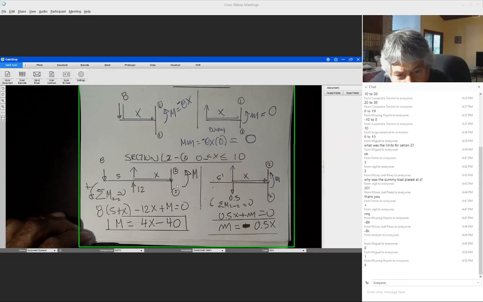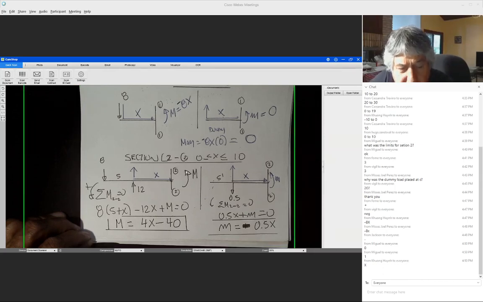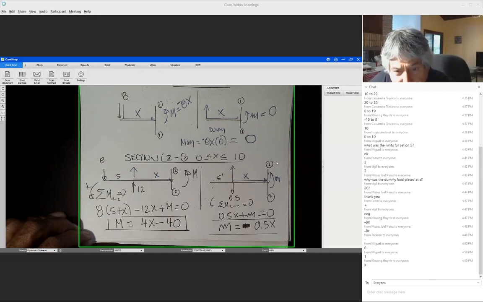For section 2.2, I assume M going in the counterclockwise direction. For the dummy load, I had a 0.5. I assume I had the origin. I assume little m had to be in the same direction, because that means using the same sign convention.